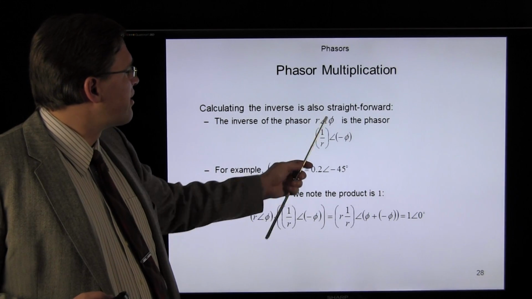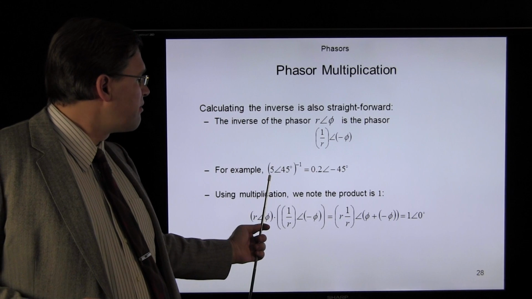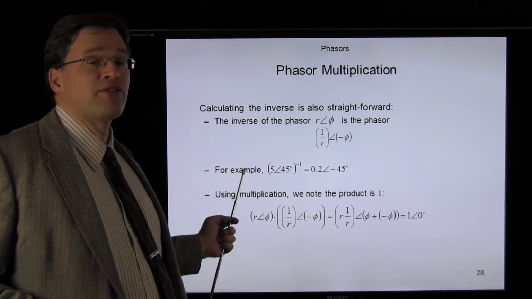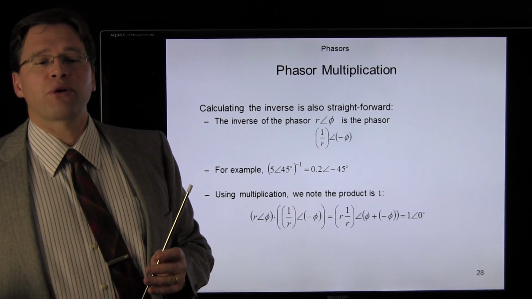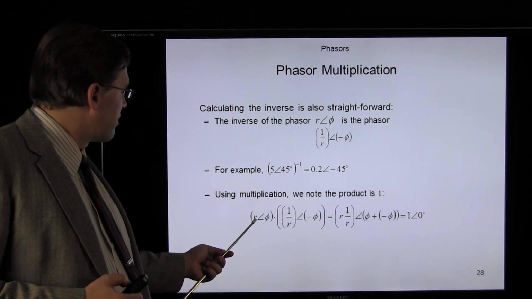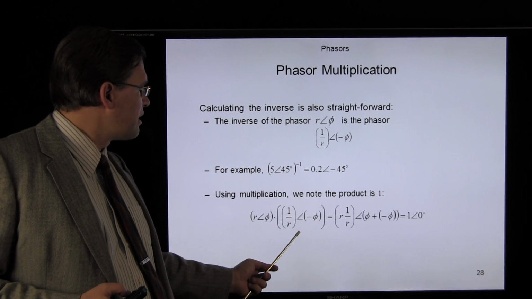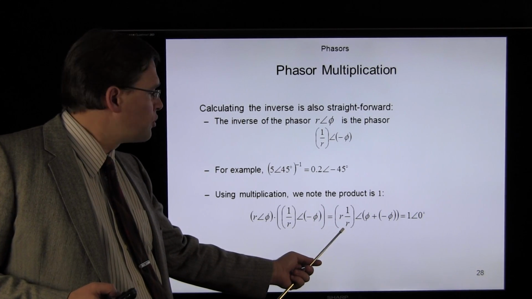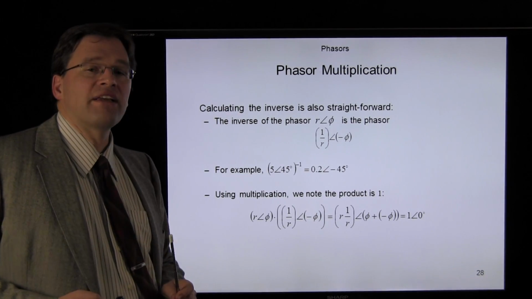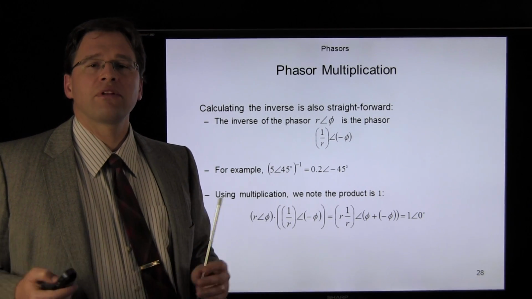Now the inverse of r phase phi is just 1 over r phase negative phi. For example, the inverse of 5 phase 45 degrees is 1 over 5, or 0.2, phase negative 45. And why is this true? Well, we can see that it's true at least by taking the product of the phasor r phase phi multiplied by its inverse. We multiply the magnitudes, that's equal to 1. We add the angles, phi plus negative phi is 0. Well, 1 phase 0 is the real number 1.